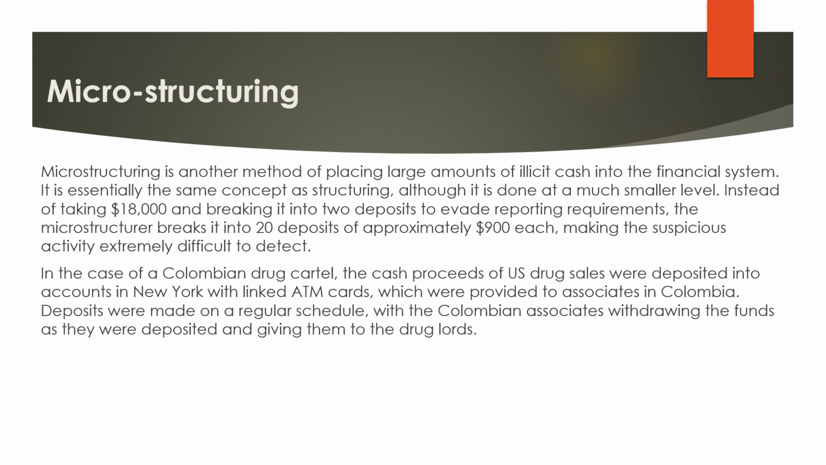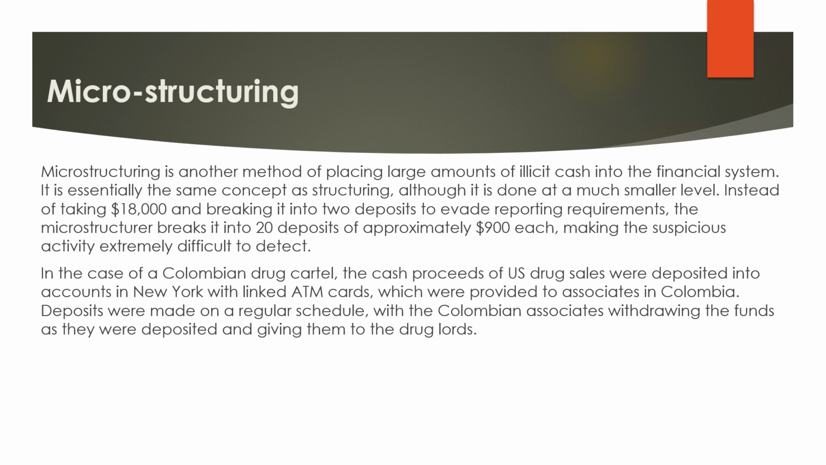Let's understand microstructuring. Microstructuring is another method of placing large amounts of illicit cash into the financial system. It is essentially the same concept as structuring, although it is done at a much smaller level. Instead of taking $80,000 and breaking it into two deposits to evade a reporting requirement, the microstructurer breaks it into 20 deposits, approximately $900 each, making the suspicious activity extremely difficult to detect.